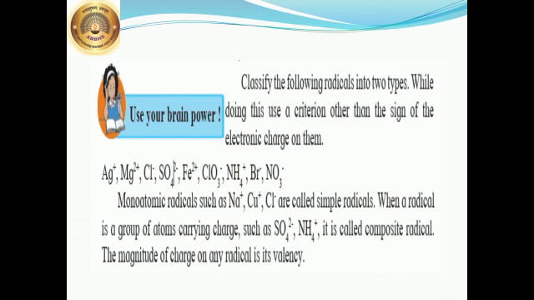Now you are going to write this down in your notebook also. I will be sending it in the worksheet, how to write the simple radicals. There are monoatomic radicals such as sodium, copper, chlorine, meaning only one electron is given or taken. When a radical is a group of atoms carrying charge such as SO4 2-, NH4+, it is called a composite radical. The magnitude of charge on any radical is its valency.